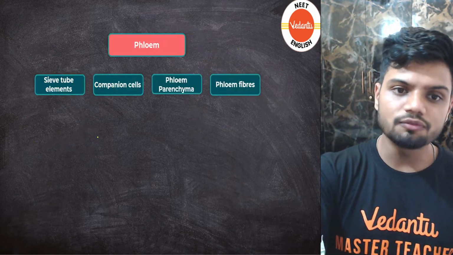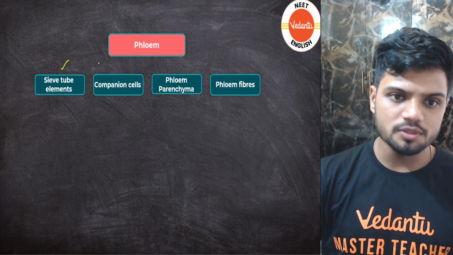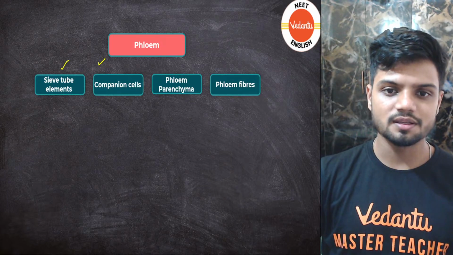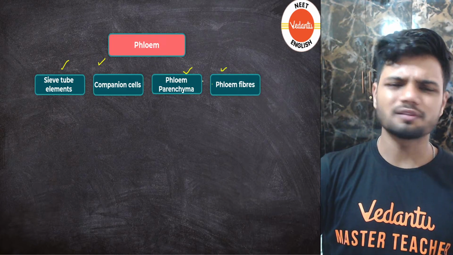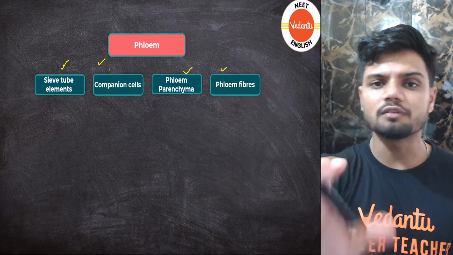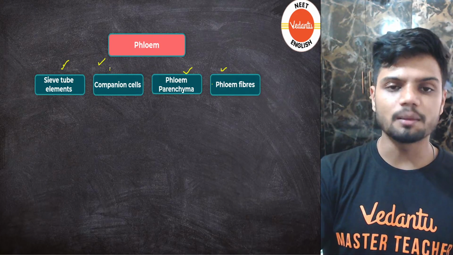Bidirectional. Now under phloem also we have something called sieve tubes, companion cells. These two we will study together. They are called sister elements, sisters. Then phloem parenchyma, phloem fibers, both are very easy. So focus on sieve tubes and companion cells. That is where many questions will come from.